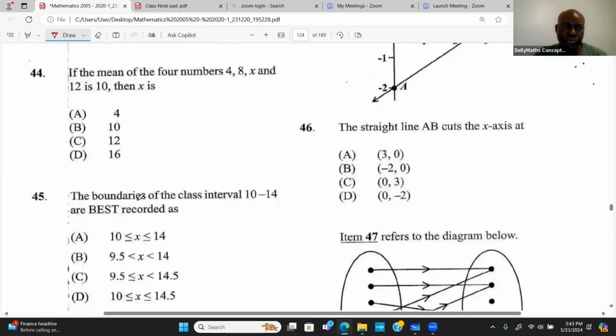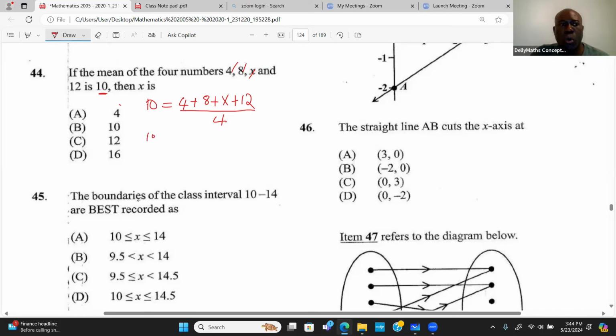Let's go to 44. 44 says, if the mean of four numbers, 4, 8, x and 12 is 10, what is the number? So what you want to do is set up the context of the mean. We are aware that the mean, which is 10, is equal to adding up these numbers and then dividing by how many of them? Four. So we have one, two, three, four items. This is context for where we're going. What's the definition of the mean? It is the sum of the things divided by how many of them. So let's keep it going.